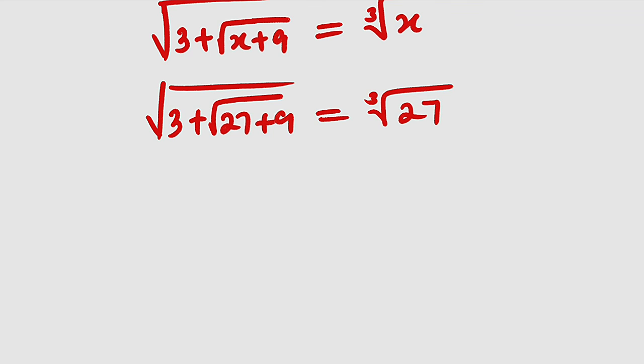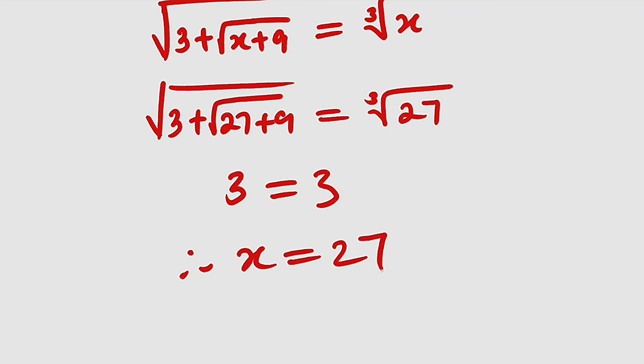Square root of 36 is 6. And 6 plus 3 is 9. Square root of 9 is 3. So the left hand side is 3. And we know that the cube root of 27 is 3. And hence, x equal to 27 is a solution.